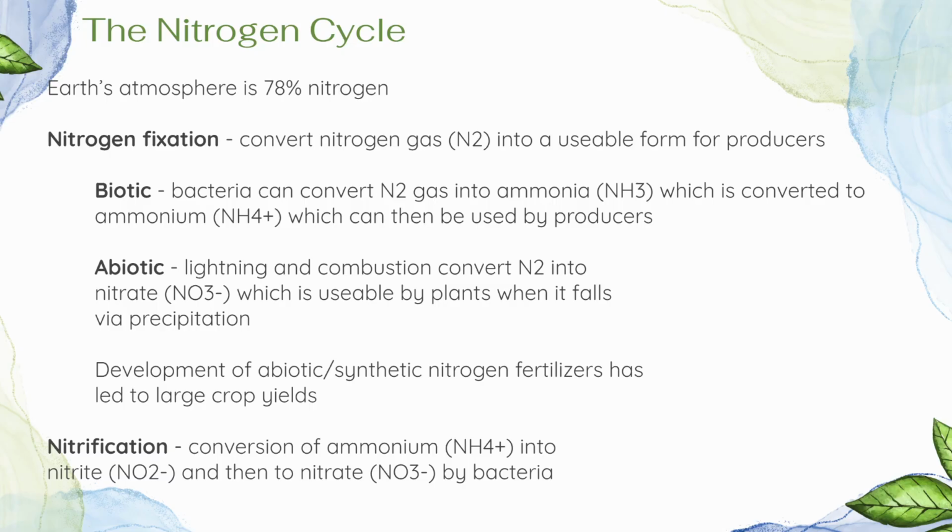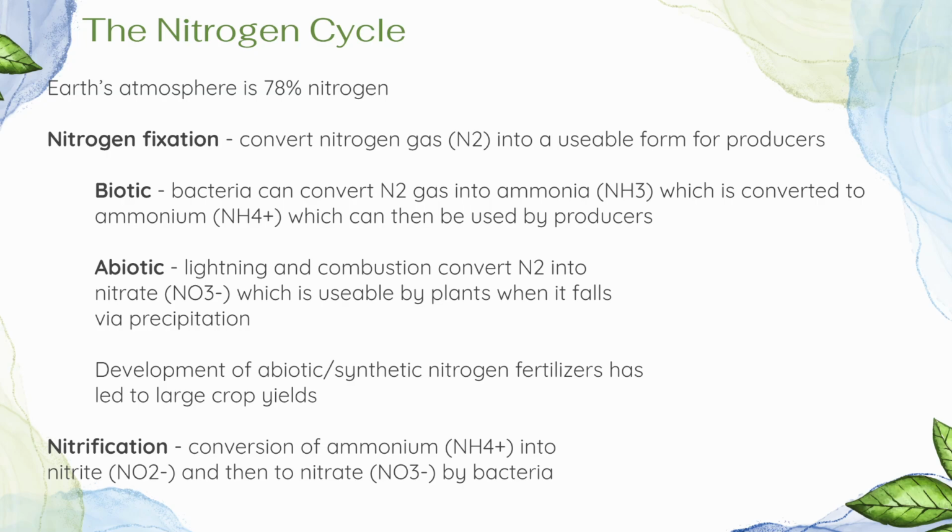Moving on to the nitrogen cycle. The Earth's atmosphere is about 78% nitrogen gas, N2. The first key process is nitrogen fixation, which converts nitrogen gas into a usable form for producers. This can be a biotic process where bacteria convert N2 into ammonia, NH3, which is then converted to ammonium, NH4+, that producers can use.